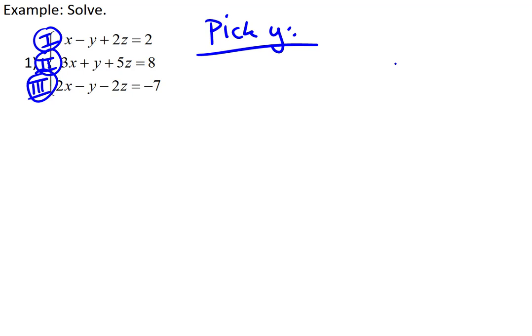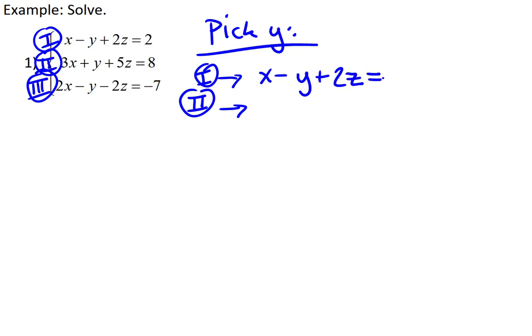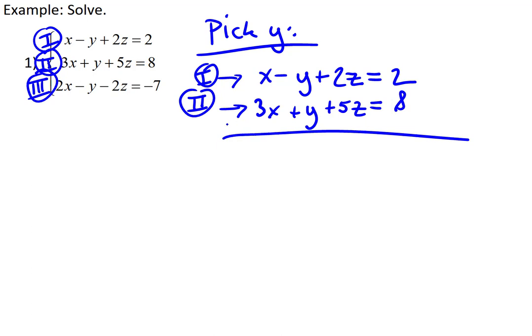Just for convenience, if we pick y, then I'll pick equations 1 and 2, and we're going to use those to eliminate first because they're already set up to do so. Notice the y coefficients are already opposites in those, so we won't have much to do to eliminate those. If I just copy equations 1 and 2 down, that means I have x minus y plus 2z equals 2. That's equation 1. Equation 2 would be 3x plus y plus 5z equals 8. And they're already set up to eliminate, as we mentioned.